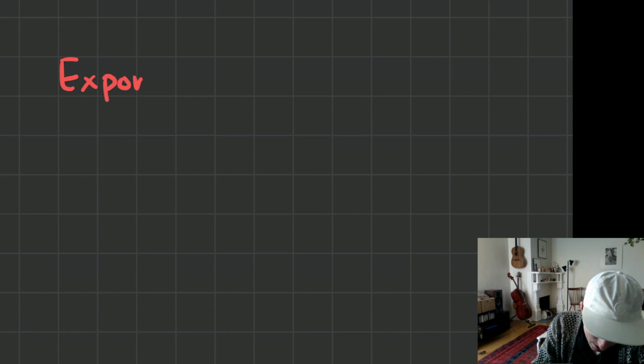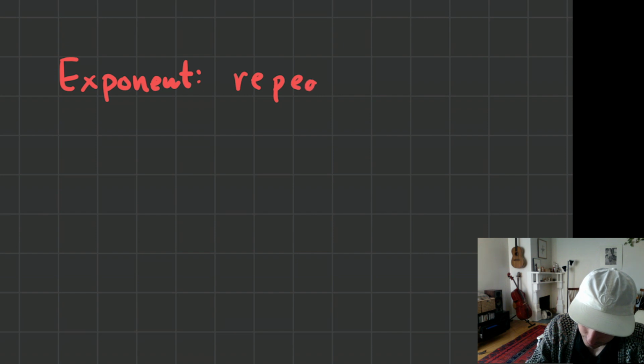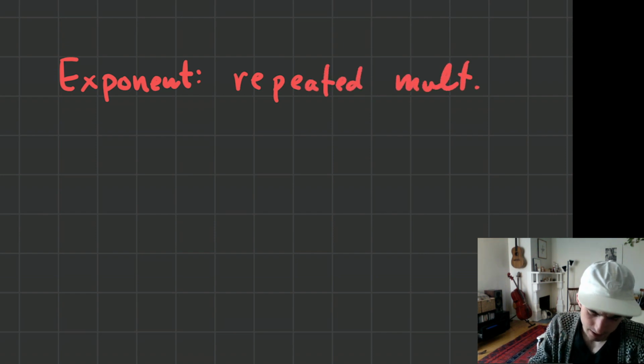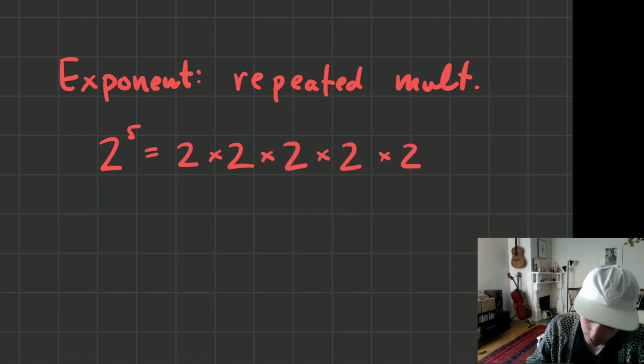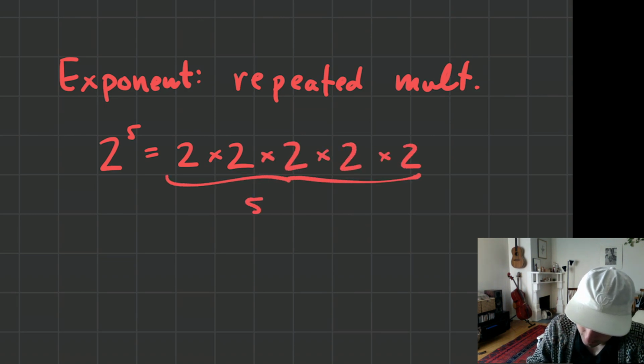Okay, so fractional exponents. What is an exponent? An exponent really means repeated multiplication, right? Repeated multiplication. If I have 2 to the power of 5, that's equal to 2 times 2 times 2 times 2 times 2, and there are 5 of these, so 5 times, right?